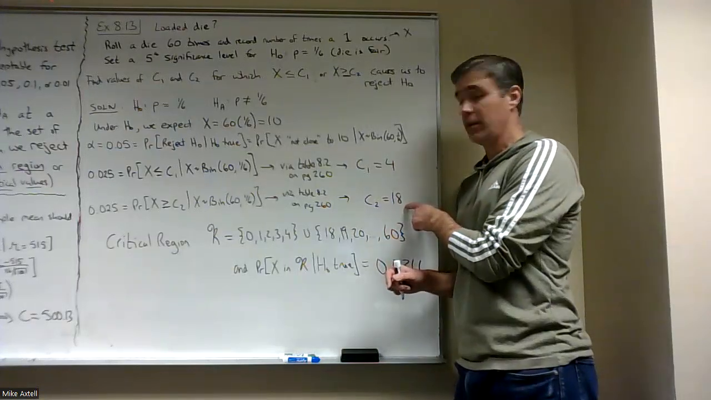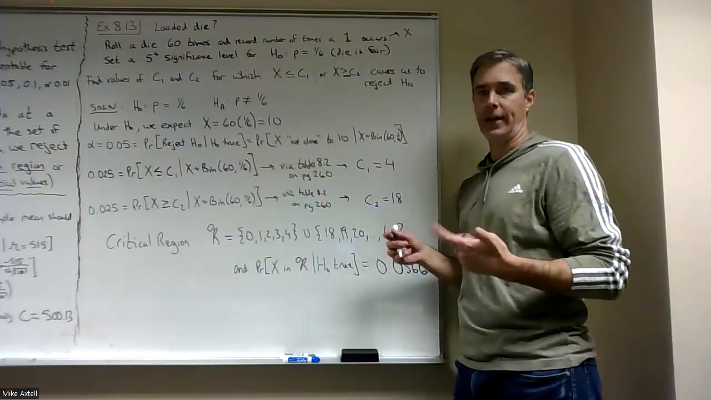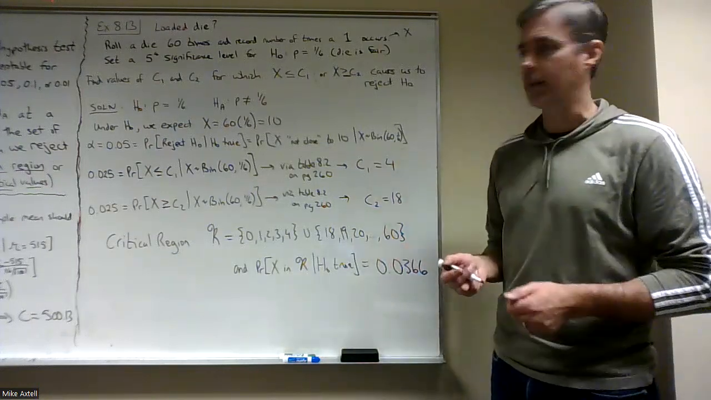If I'm wrong and this should have been 19 versus 18, fine. This is a binomial distribution. We could use R to figure that out exactly.